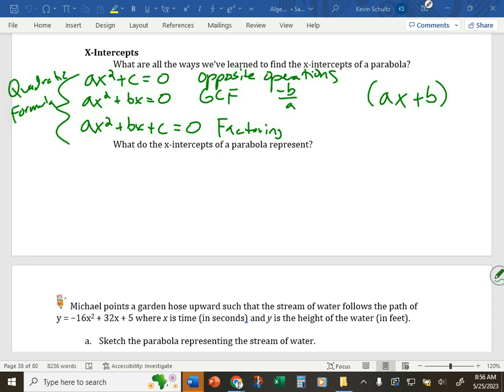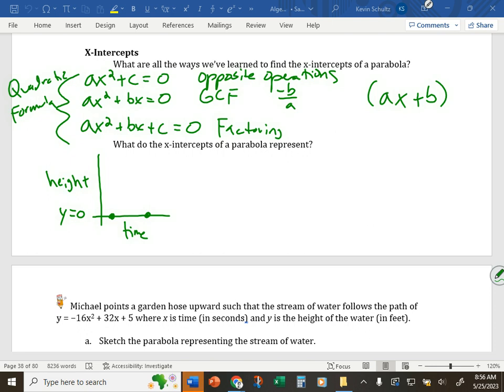And then what do the x-intercepts of a parabola represent? Okay, so oftentimes with parabolas, we said the x-axis is usually time. The y-axis is usually height. Just when you are talking about parabolas, something goes up, something comes down. The y-axis is usually going to represent height. And so the x-intercepts, they're on the x-axis. What would they represent in context if the y value is the height of a rocket or a stream of water or whatever?